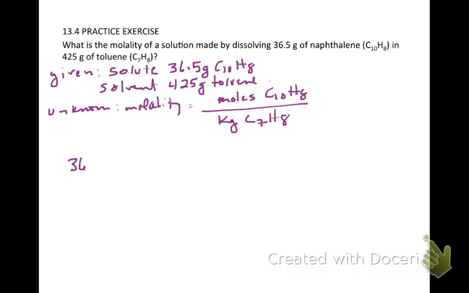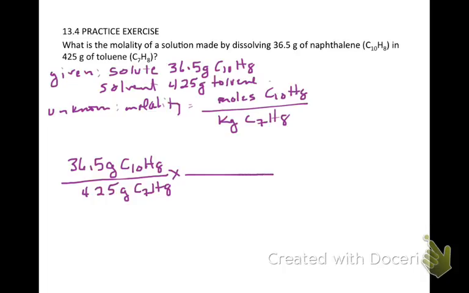I know that I'm given the grams, or the mass, of the naphthalene. From a molar mass I can get to moles. I'm going to put that over kilograms of the toluene. Well, I'm given grams of the toluene. I can get to kilograms from that. So I'm going to set those up as a ratio first, and now I'm going to use factor label to get to the moles of naphthalene over kilograms of toluene.